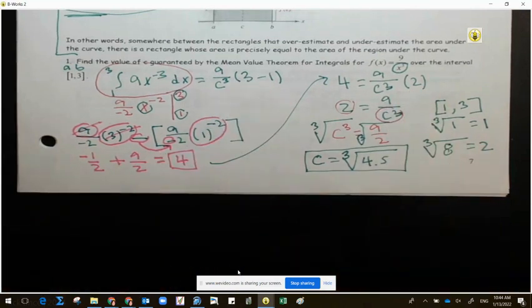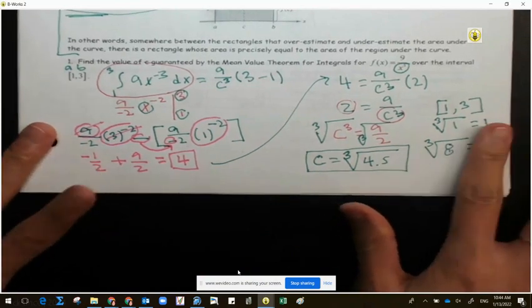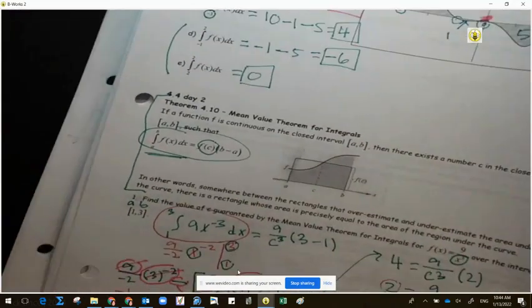All right, let's go on to the next piece. Y'all ready for the back? I'm ready. All right. We are ready. Last page.